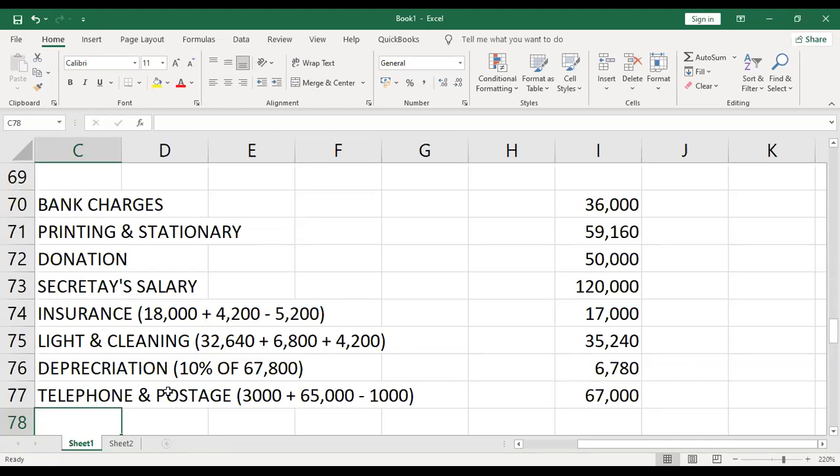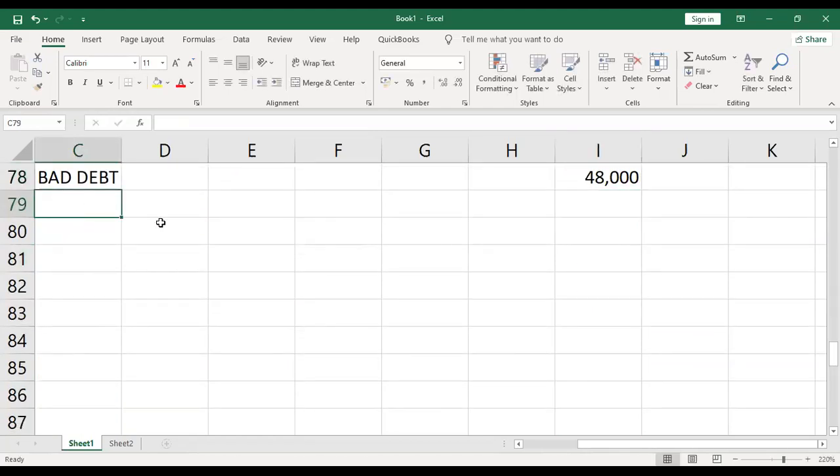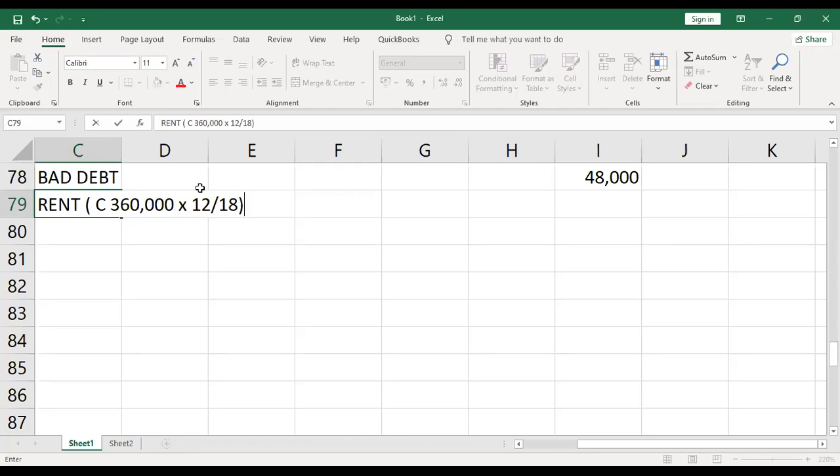We have a bad debt, which you already solved, which is 48,000. We also have rent. We're told that the rent figure that was given, which is 360,000, was for 18 months. So we are calculating these accounts on a yearly basis, which is 12 months. So we take 12 months of 18 of 360,000, twelve divided by 18. So that will give us 240,000.